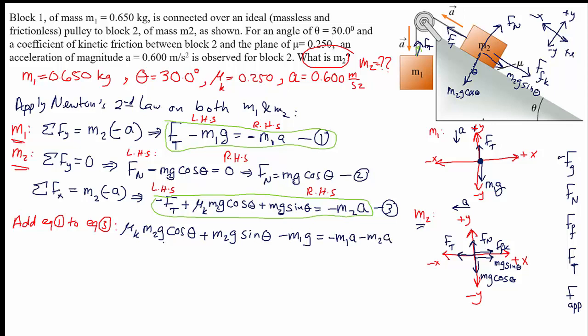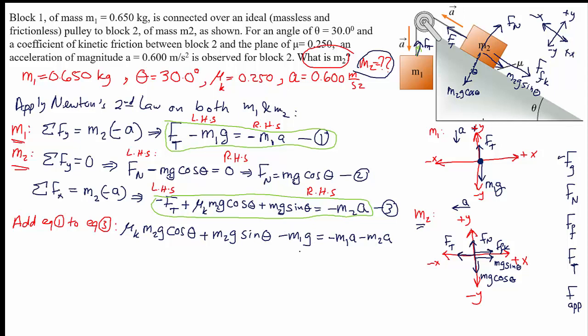Now we can see here on the left-hand side, we have two terms that have m2. And then on the right-hand side, we have a term that has m2. The goal here is to find m2. So let's go ahead and try to collect all the terms that contain m2 on one side of the equation, while the other terms that do not include m2, we move to the other side of the equation. So to do that, let's add m2a to both sides of the equation. This will cancel out m2a here and add m2a to this side.